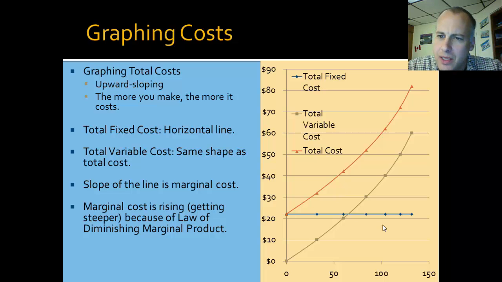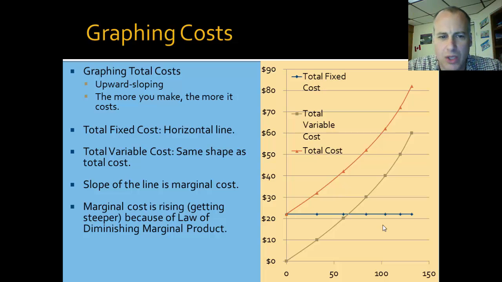Marginal cost can be seen by looking at the slope of the total cost curve or the total variable cost curve, which are exactly the same. The slope of the total cost curve represents marginal cost. The increase in cost is the rise in the slope, divided by the increase in output, which is the run in the slope. It tells us that the slope of the total cost curve represents marginal cost. And notice that marginal cost is rising, that the total cost line is getting steeper.